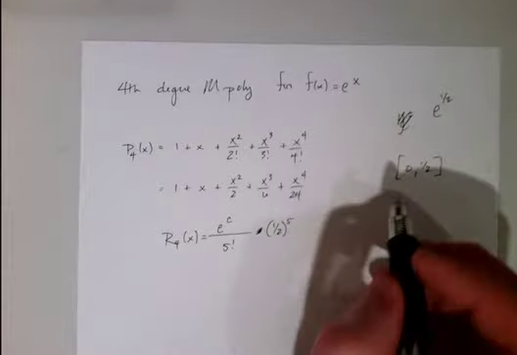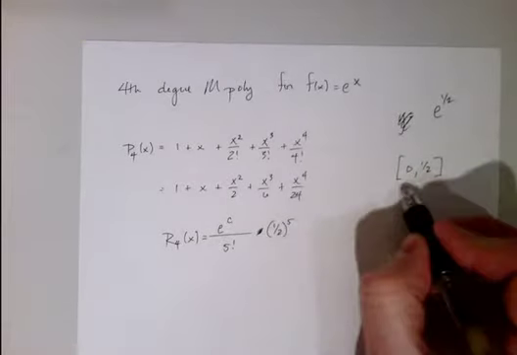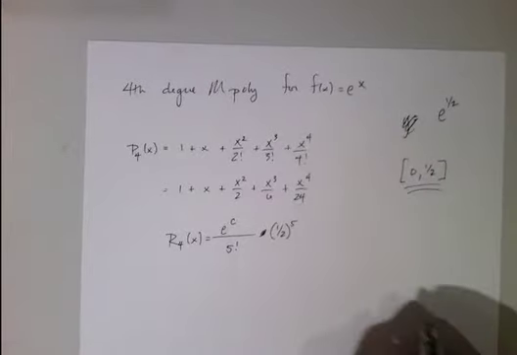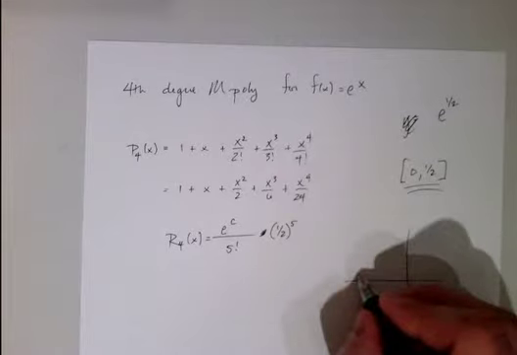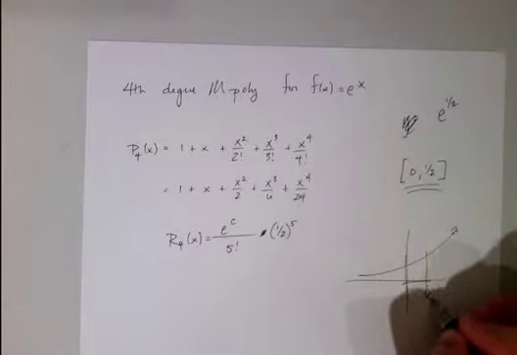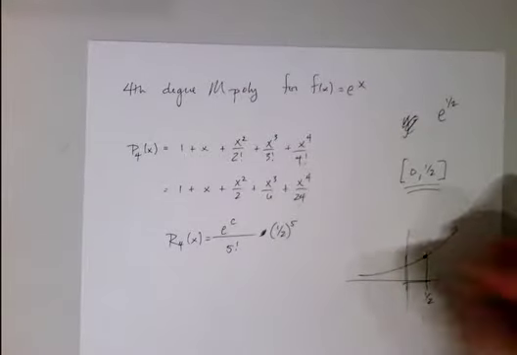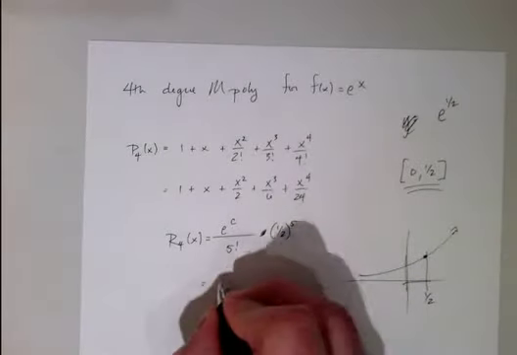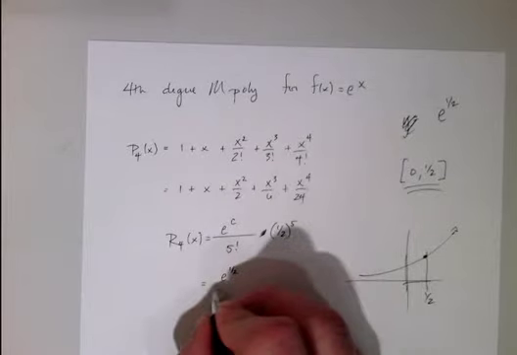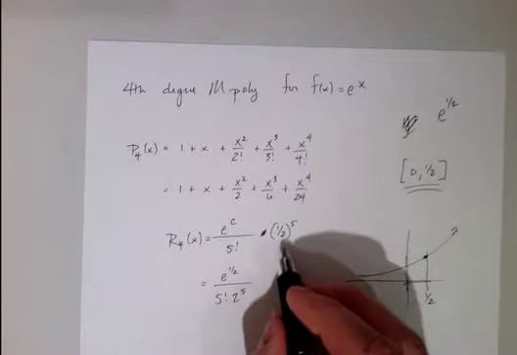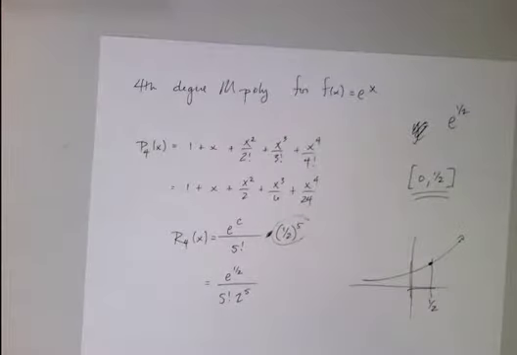Well, where is e to the x maximized on that interval? Since you happen to know what e to the x looks like, it's a monotonic function. It's increasing. So from 0 to 1/2, the maximum is obviously at 1/2, and it's e to the 1/2. So what I need here is e to the 1/2 over 5 factorial times 2 to the 5th. All I've done is simplify this into 1 to the 5th over 2 to the 5th and shove that 2 to the 5th down here in the denominator.